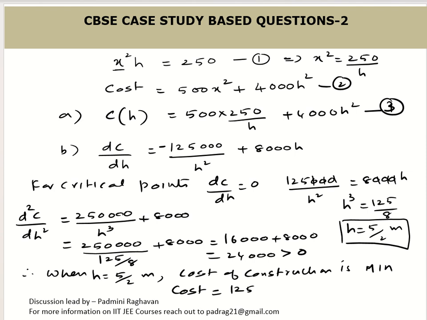250 is 125,000 divided by h. h is 5 by 2, plus 4,000 into h square, which is 25 by 4. So if I cancel 5 and 125, I'll get 25,000 into 2. So that is going to be 50,000 plus this is going to be 25,000. Therefore, the cost of constructing the pool is nothing but 75,000, and this is the minimum cost to construct the pool.